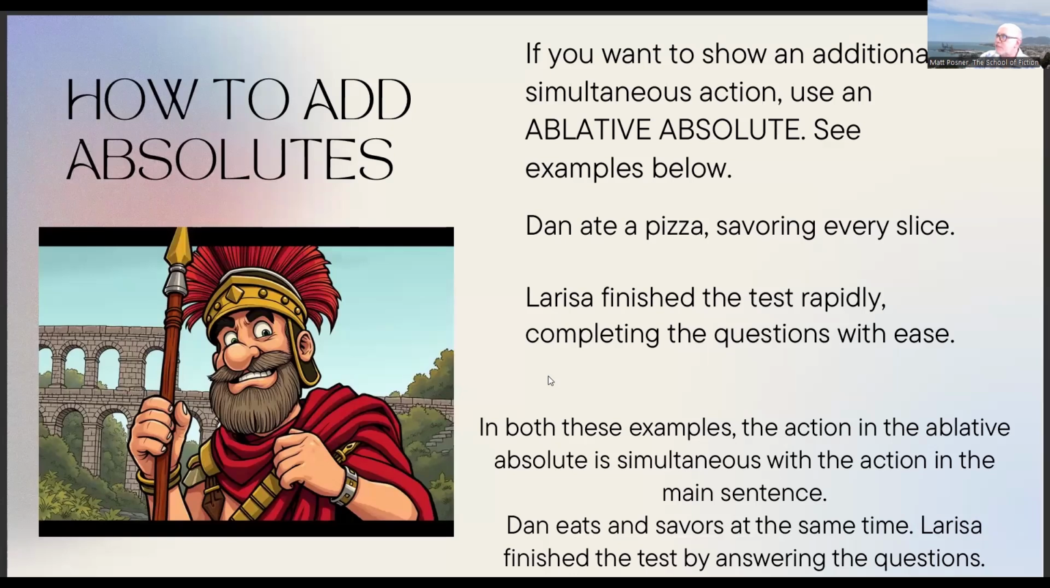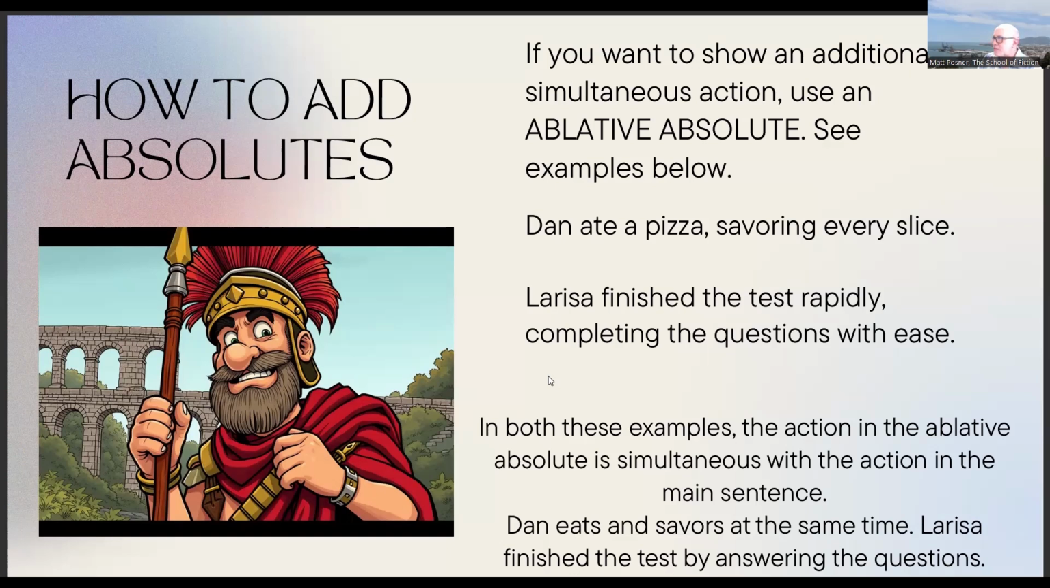Next, how to add the absolute to the sentence. If you want to show an additional simultaneous action, you can use what's called the ablative absolute, which is just the participle and whatever other wording comes after it that you need for your idea to be clear. Dan ate a pizza, savoring every slice. So there is savoring, and that is a present participle. And then every slice is the rest of what you need to say.